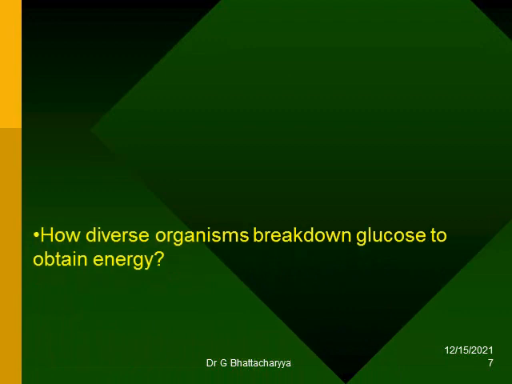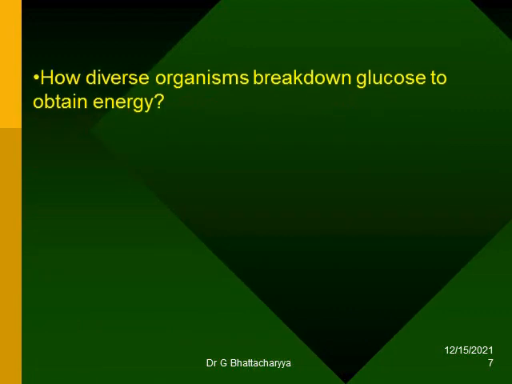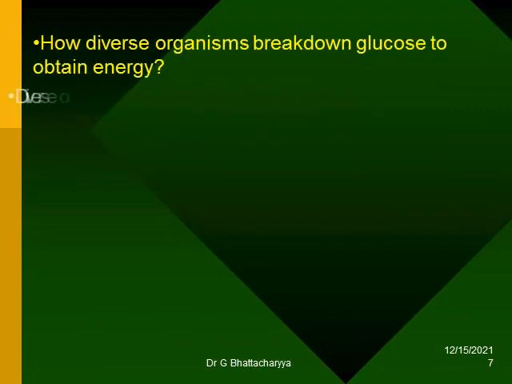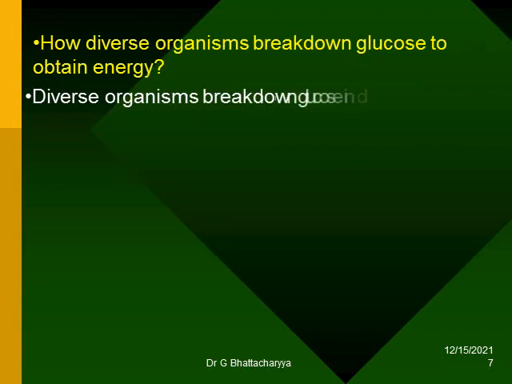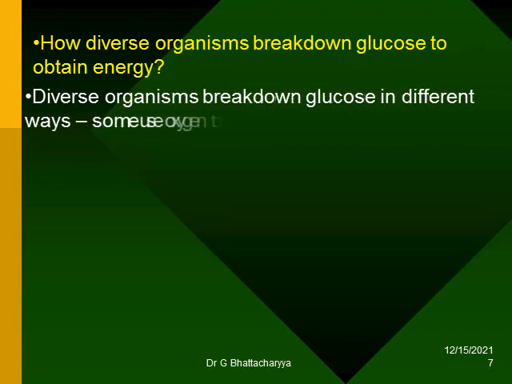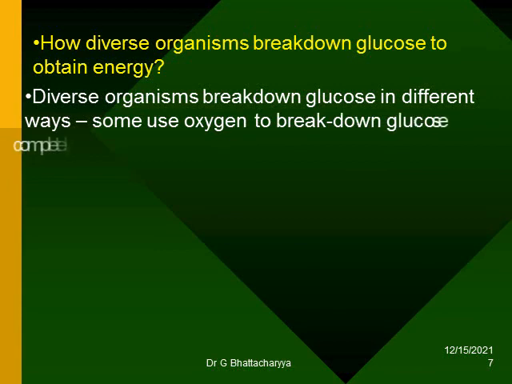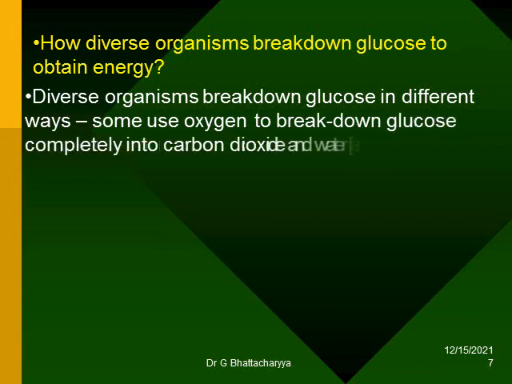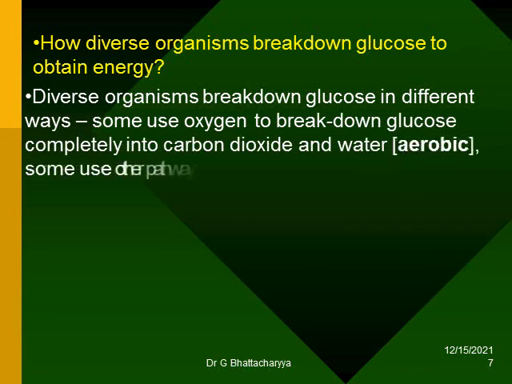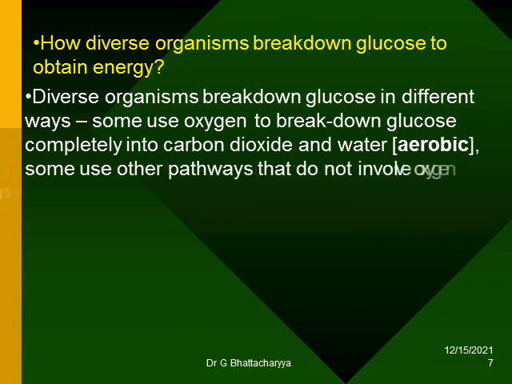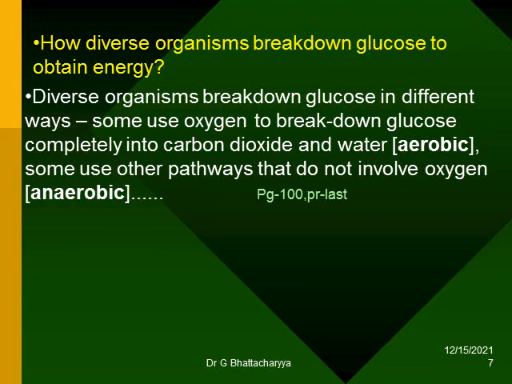How do diverse organisms break down glucose to obtain energy? Diverse organisms break down glucose in different ways. Some use oxygen to break down glucose completely into carbon dioxide and water, the aerobic way. Some use other pathways that do not involve oxygen, the anaerobic way.